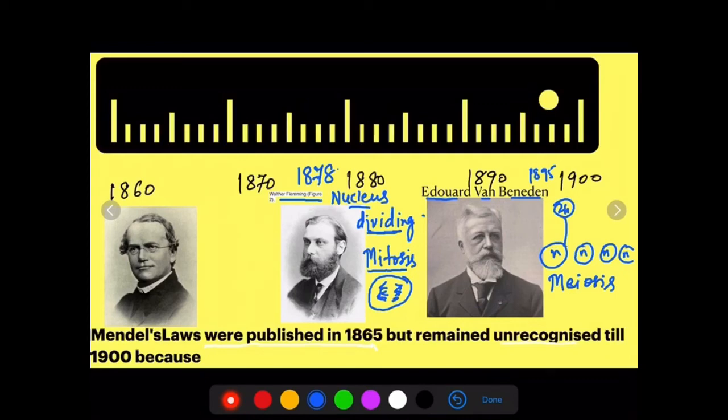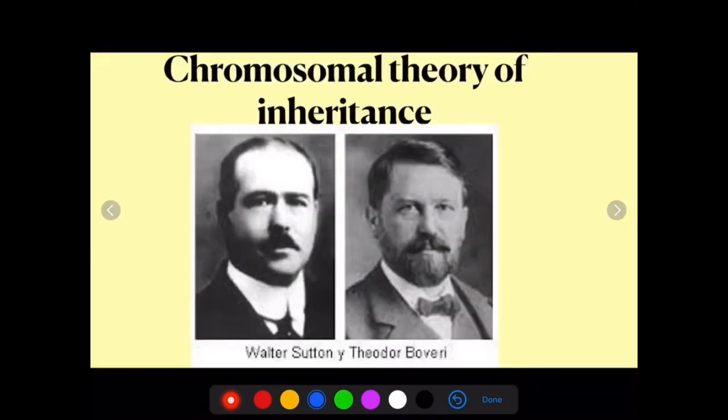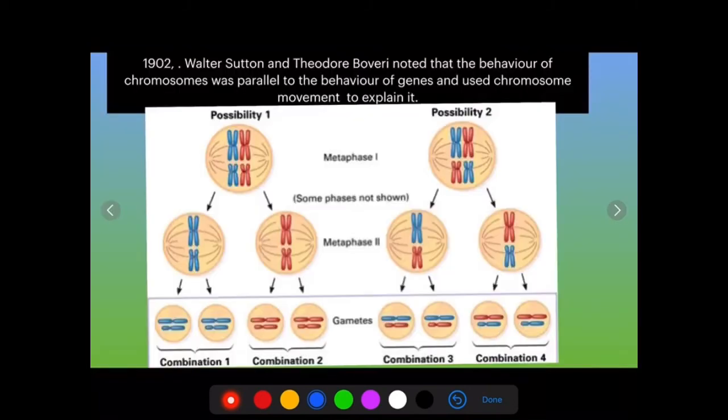In about 1902, a pair of scientists observed that the behavior of chromosomes was parallel to the genes, and they proposed the chromosomal theory of inheritance. The scientists were Walter Sutton and Theodore Boveri, and in 1902 they gave the physical evidence to what Mendel had discovered, and this was the basis of genetics. Let us see what the observation of Sutton and Boveri was. You can see the division. Which division is this? This is meiosis.